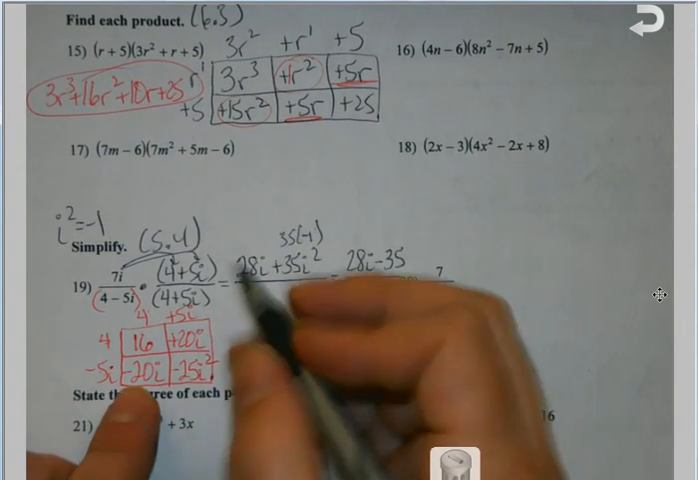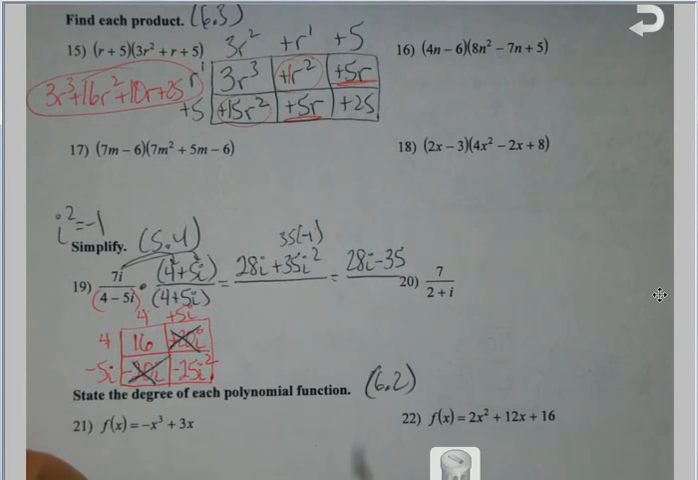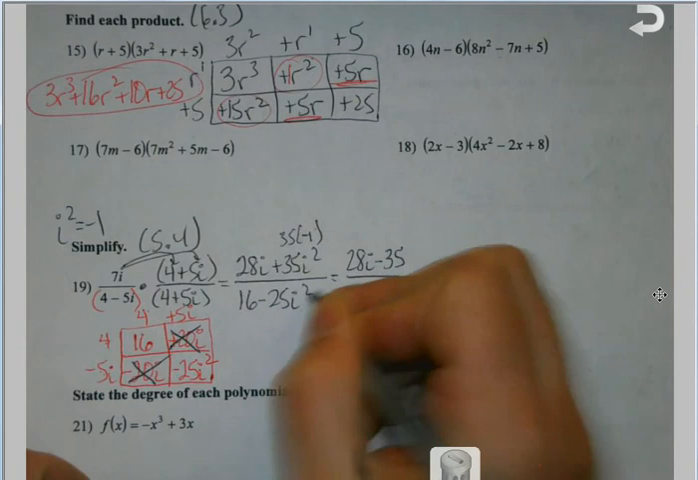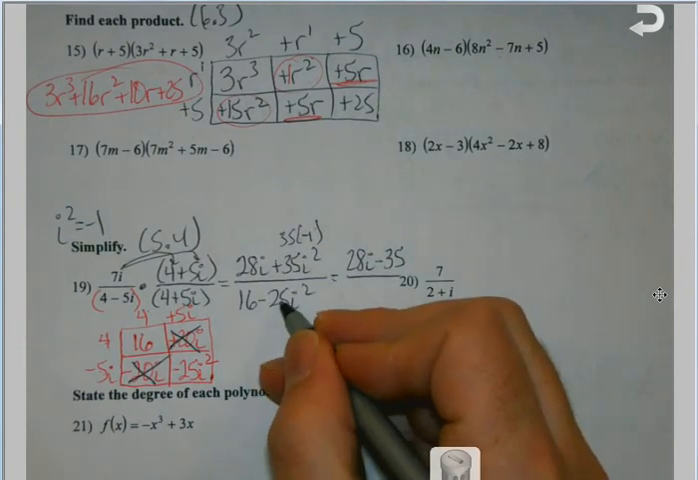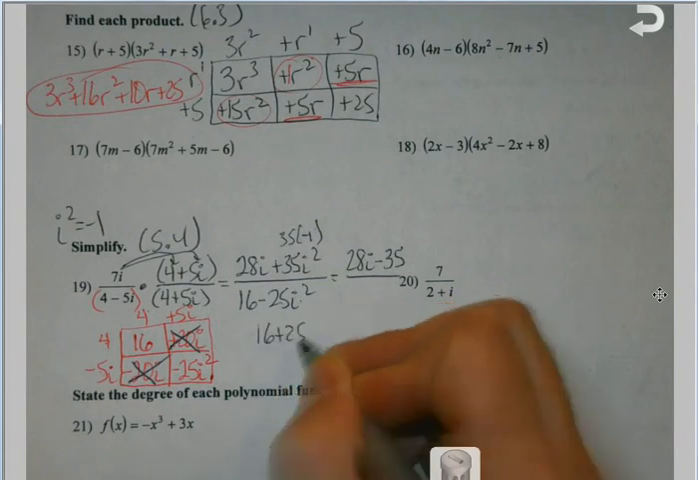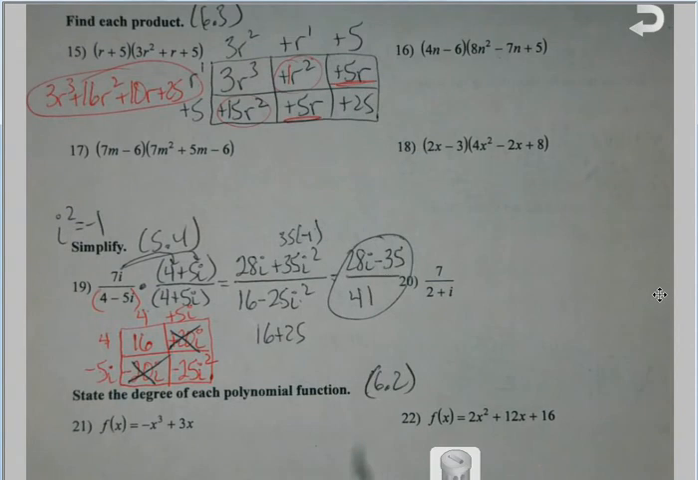Same thing going on down here. Negative and positive 20i cancel. And originally I have 16 minus 25i squared. But again, this is negative 25 times negative 1, which is really 16 plus 25, which is 41. And then I don't have the i's in the denominator anymore, and I'm done.